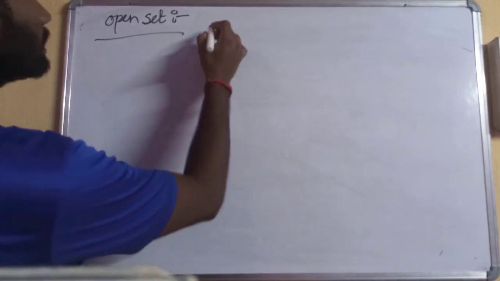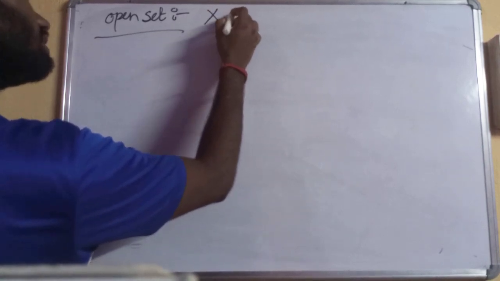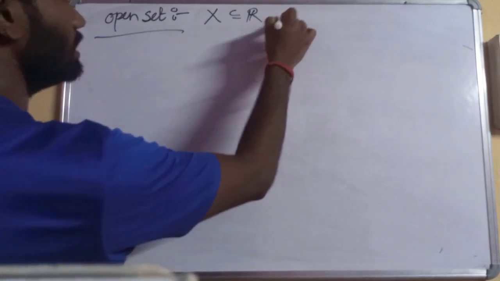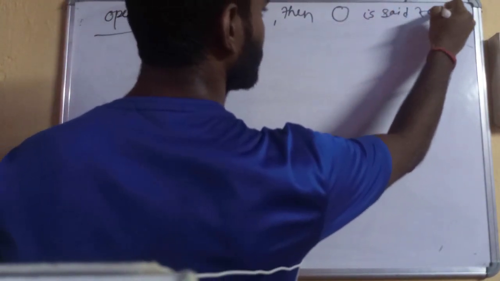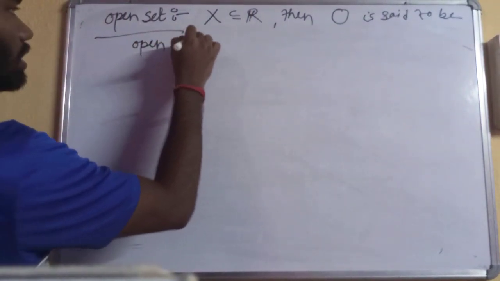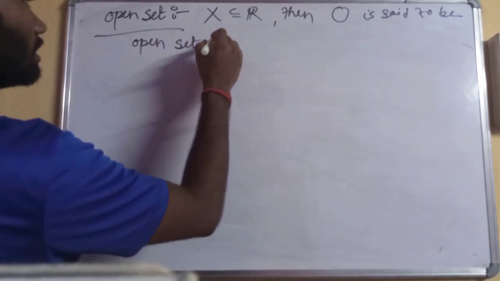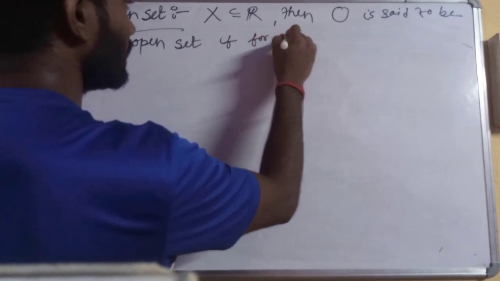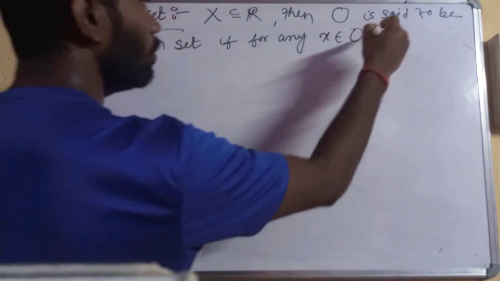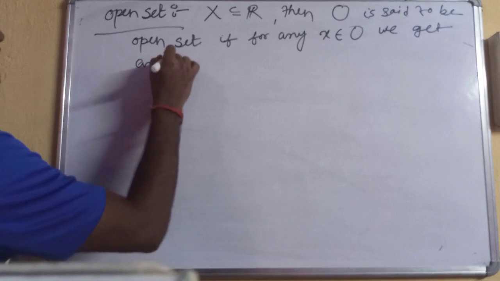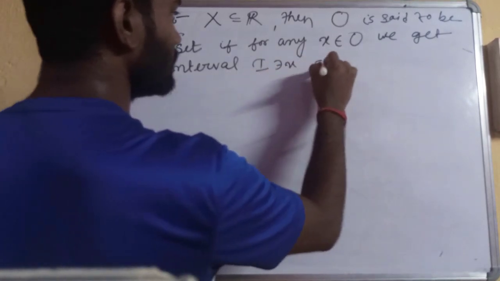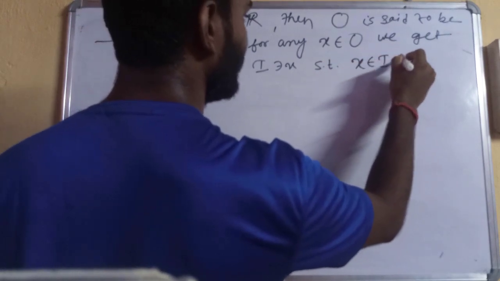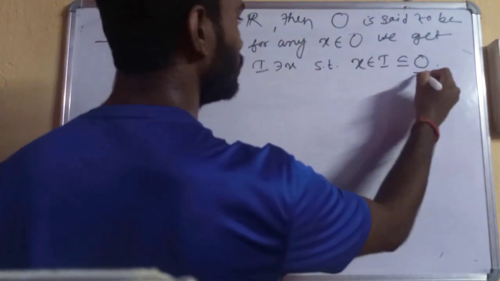Now what is an open set? In real analysis, we know that if X is any subset of R, then capital O is said to be an open set if for any x in O we get an interval I containing x such that x belongs to I and I is a subset of O. Then O is called an open set.